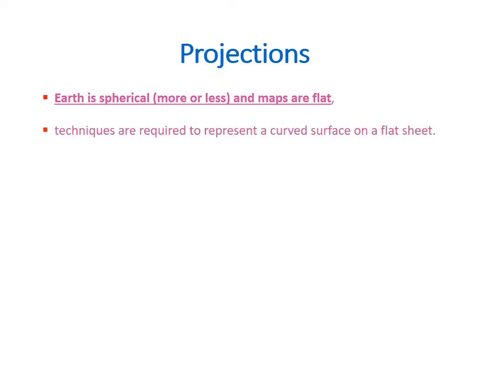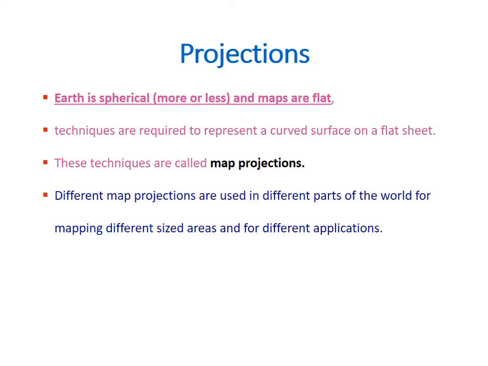So, how do we define projections? Earth is more or less spherical, and the maps that we are trying to draw are flat. So, the techniques that are required to represent a curved surface on a flat sheet is what we call projections. We have different map projections used in different parts of the world for mapping different sized areas and for different applications, which means that there are many different projections for different locations depending on the applications that we are trying to look at.